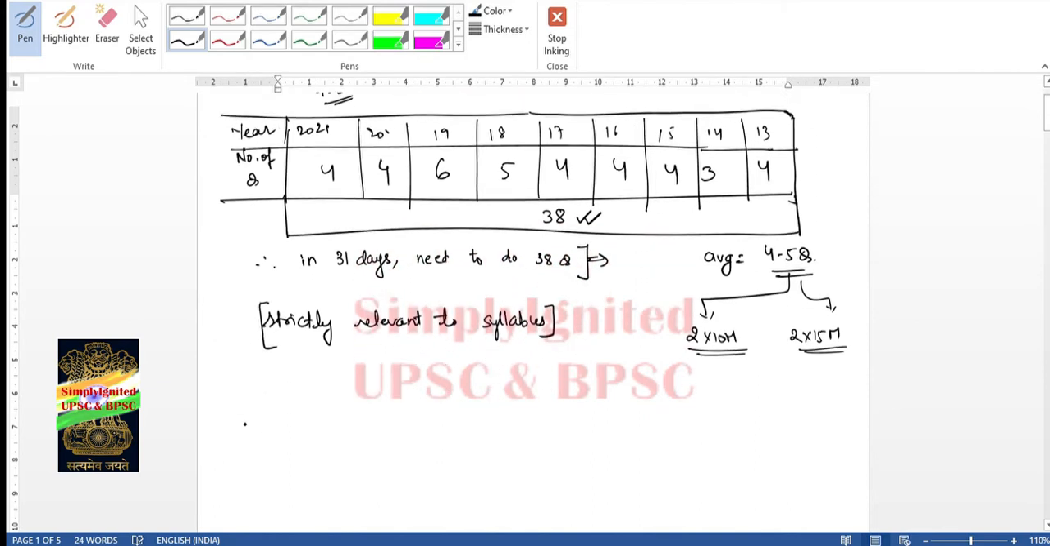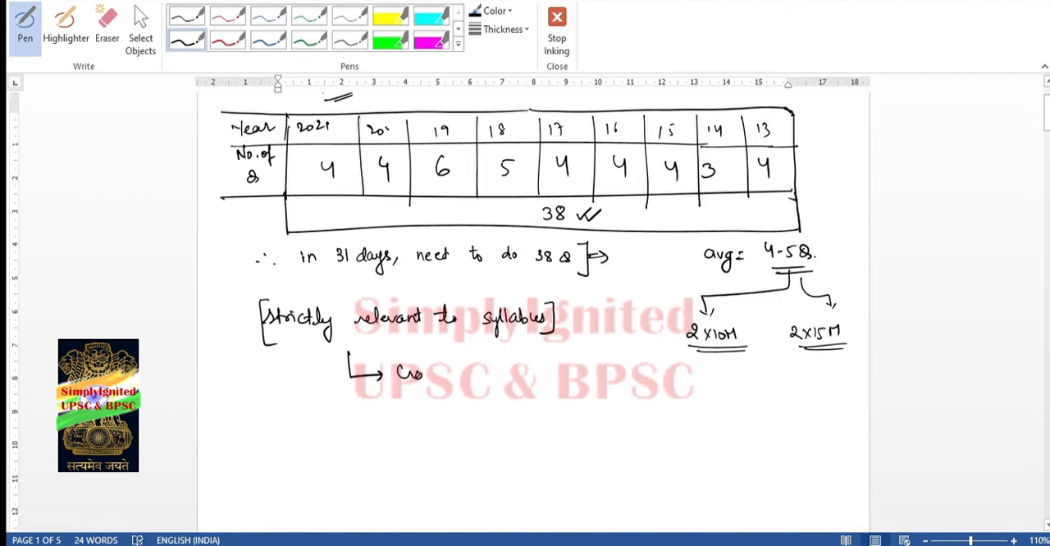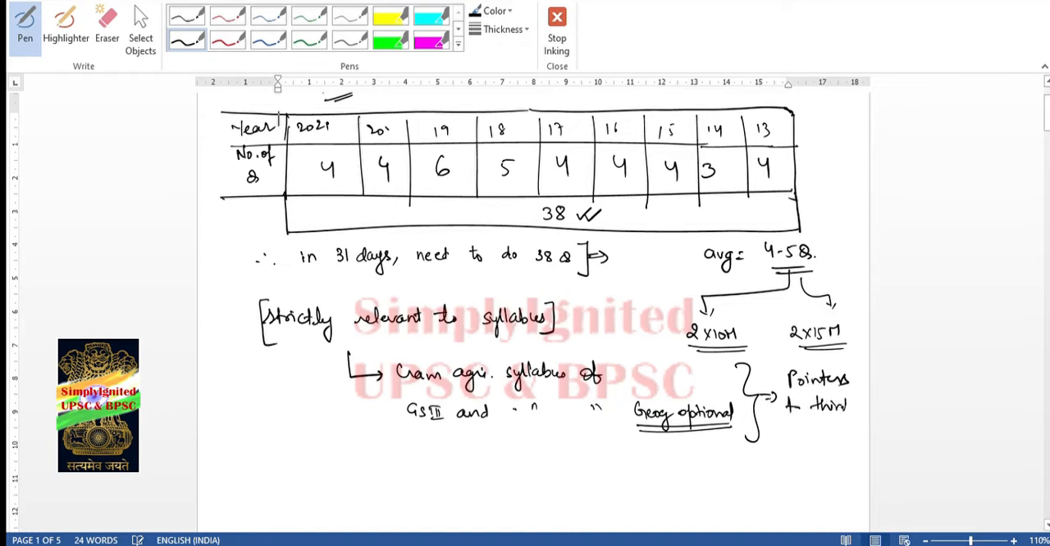What is my take on this? You just do one thing: cram agriculture syllabus of GS3 and syllabus of geography optional. Okay, it is more openly understood. In geography optional it is more vividly written than GS3 syllabus. GS3 syllabus is a kind of vague in nature, but that one is properly written. Why I am saying this: this will give you pointers to think and write.